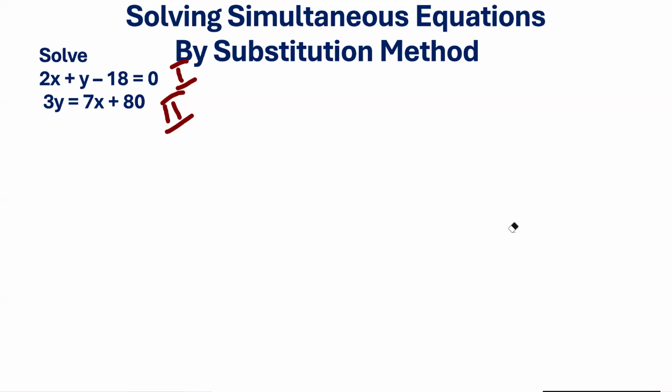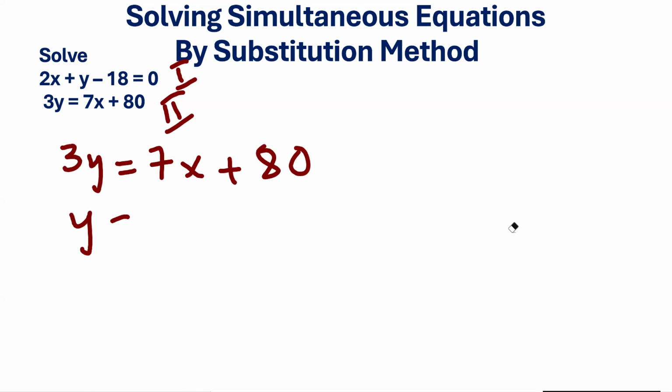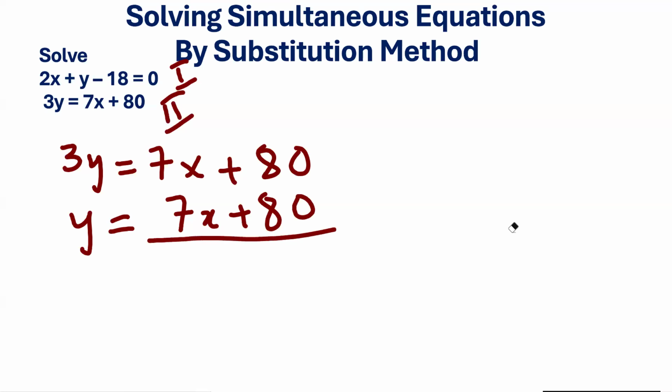We are solving by substitution method. From equation number 2, you can take out the value of y. What is equation 2? It is 3y is equal to 7x plus 80. Take out the value of y: 7x plus 80, whole divided by 3. This is the value of y.